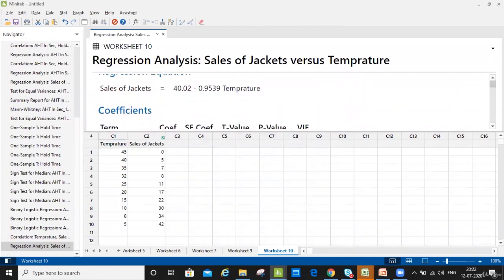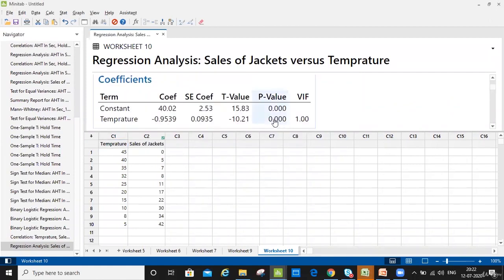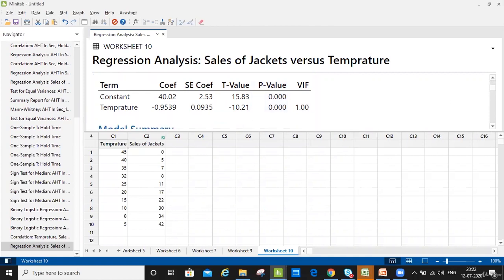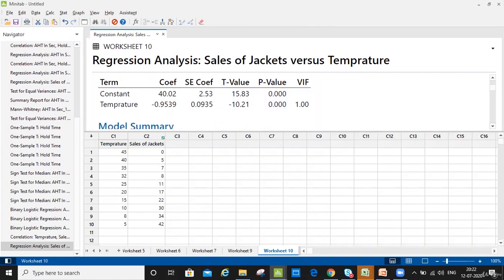Let's go down. You see the p-value here? What does it say? With alternate, there is a relationship between the sales of jacket and temperature. Yes, there is a significant correlation between the sales of jacket as well as the temperature. So this is the one different thing that regression has told me.